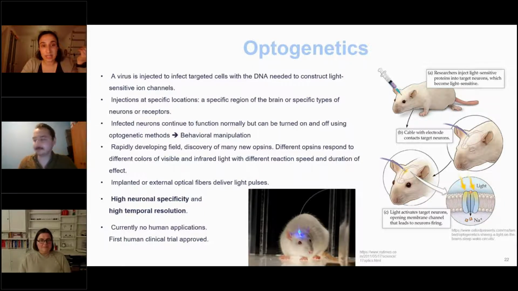Also, you can see here that in this case, the rat is implanted with a light source, but we can also have experiments without implanted light sources, if we are going to use infrared light, which can pass through the tissues of the brain. And again, it's a very powerful technique because it's highly specific in terms of cells or brain location, and it has a really high temporal resolution.